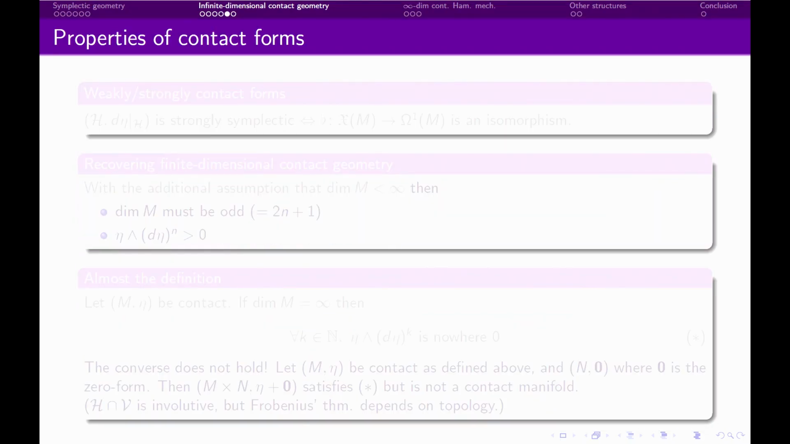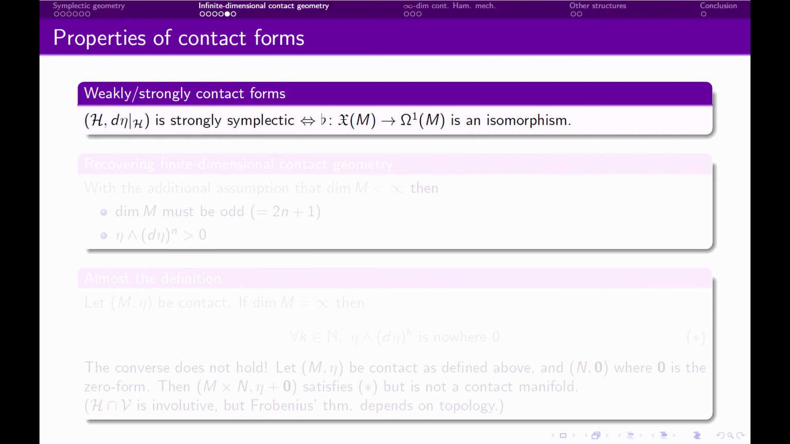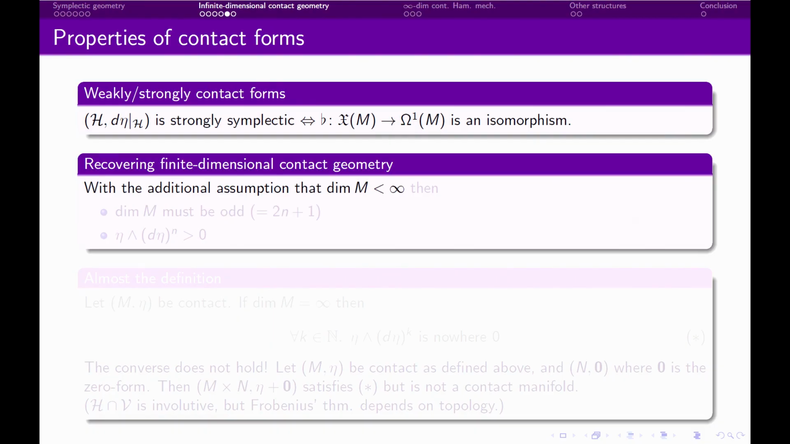Okay, and then here are some interesting properties of contact forms in infinite dimensions. If our horizontal bundle is actually a strongly symplectic subbundle, then our flat map is actually an isomorphism now. We can recover finite dimensional contact geometry using our definition, because if we assume that M is finite dimensional, then we find that M has to be odd dimensional, and we reproduce the fact that eta wedge d eta to the n is a volume form.